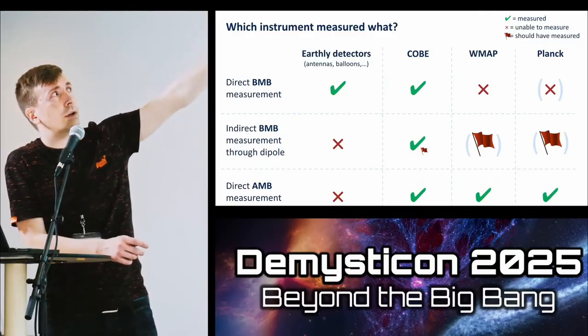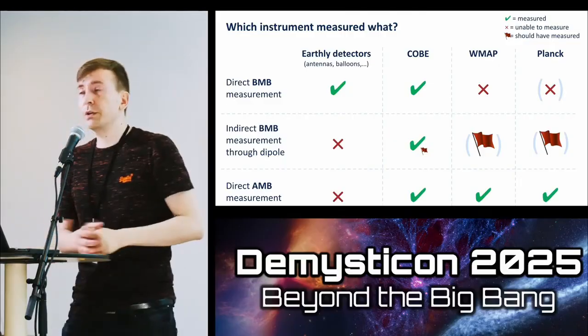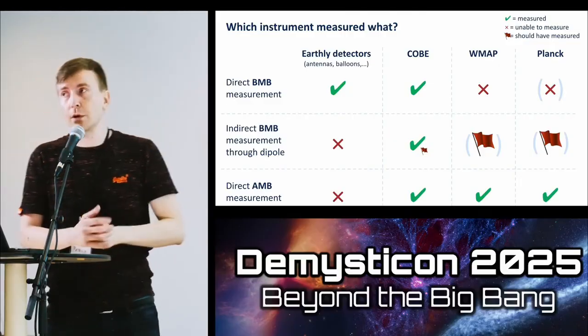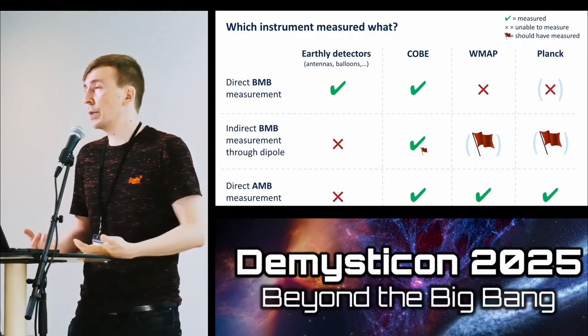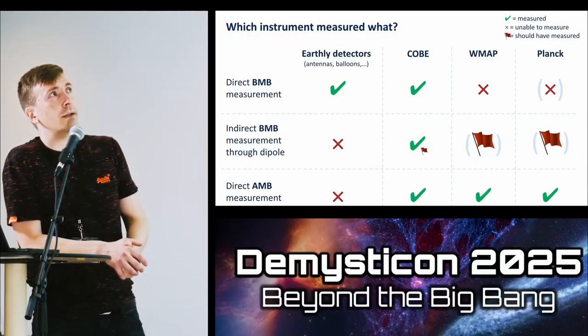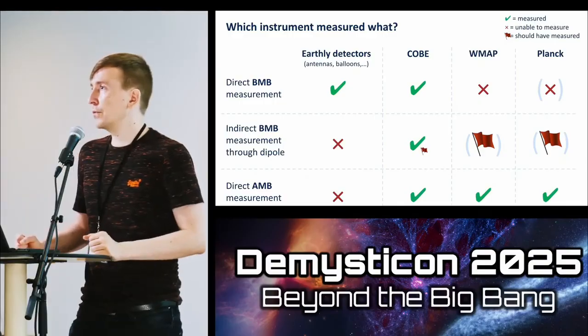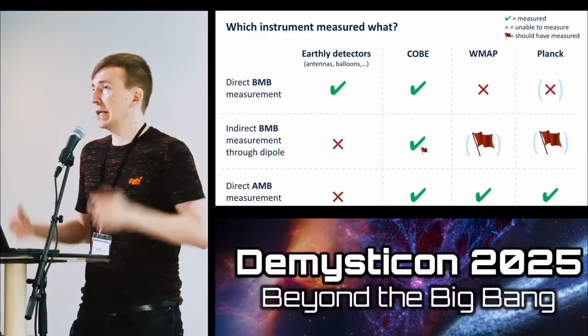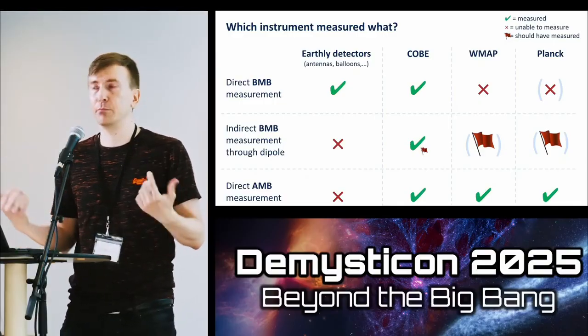So here, let's have a look at the symbols. A green V means that it was measured. Red cross means the instrument was just unable to measure it, or was just not designed to measure it. And then the red flag is a problem for the Big Bang theory. It should have measured it in principle.